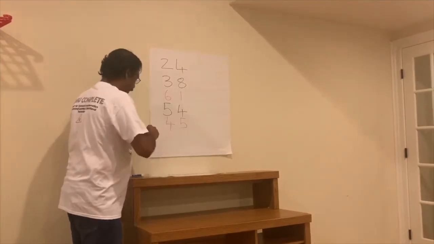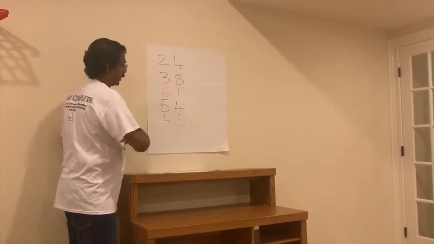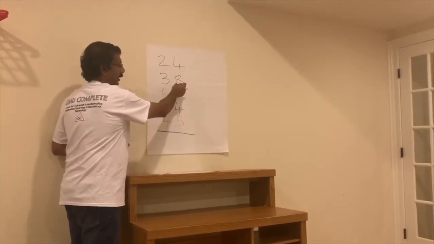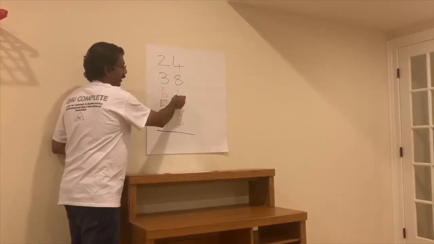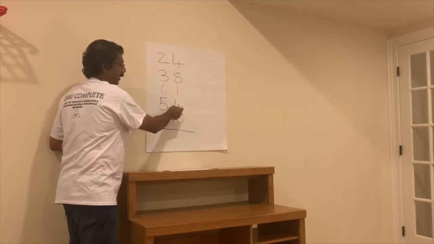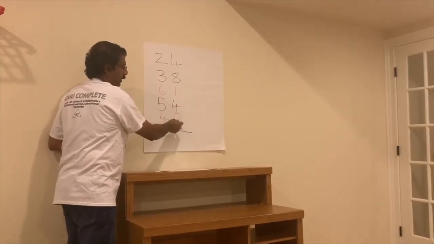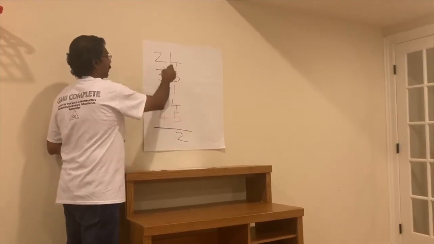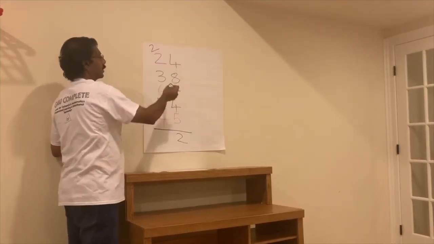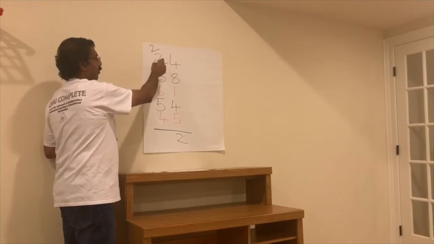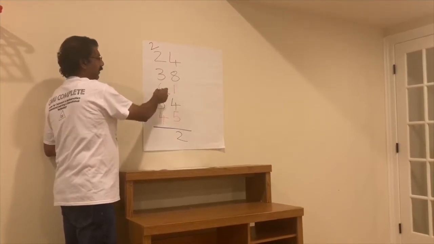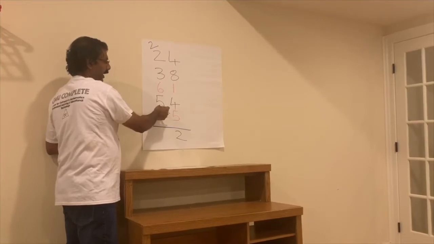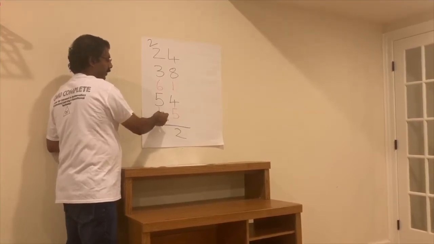Let's pause for a second and start to add these numbers. So add with me. 4 and 8 makes 12. 12 and 1 makes 13. 13 and 4 makes 17. 17 and 5 makes 22. 22. So you put the 2 here, and what do you do with the other 2? Carry it to the top. You carry it to the top. 2 and 2 makes 4. 4 and 3 makes 7. 7 and 6 makes 13. 13 and 5 is 18. 18 and 4 is 22.